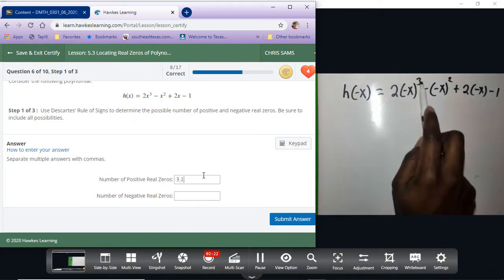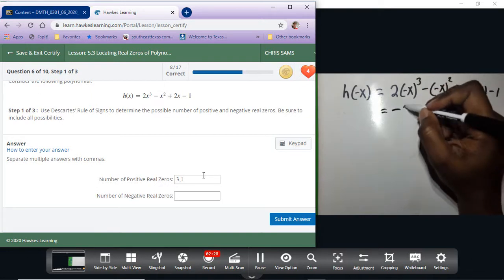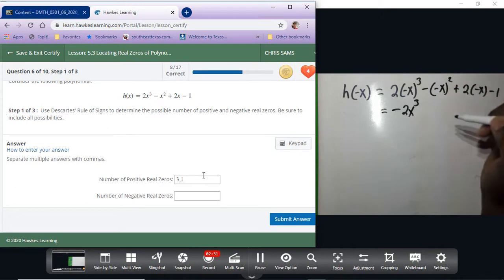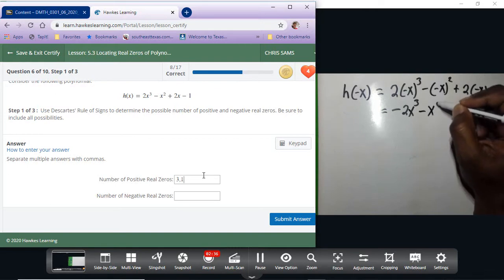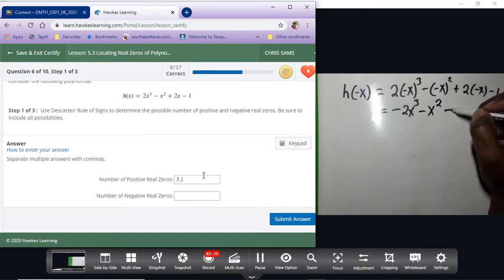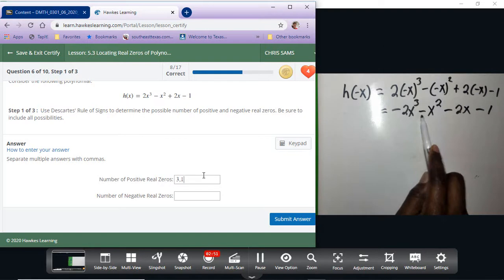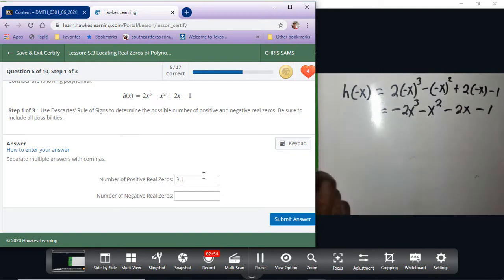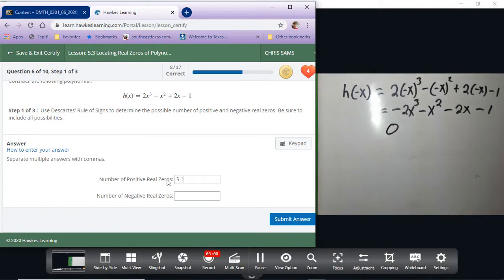Alright, so first we're going to simplify this. A negative raised to an odd power is still going to be negative. So this will become negative 2x cubed. Negative squared will be positive, and that will make it negative again. So we just have negative x squared. This will be a negative 2x, and then minus 1. So here's our new function when we plug in a negative x, and the sign is negative. It's still negative, still negative, still negative. So there were no sign changes here. It was negative the whole time. So possible positives are 3 or 1, and then possible negatives, there are none.